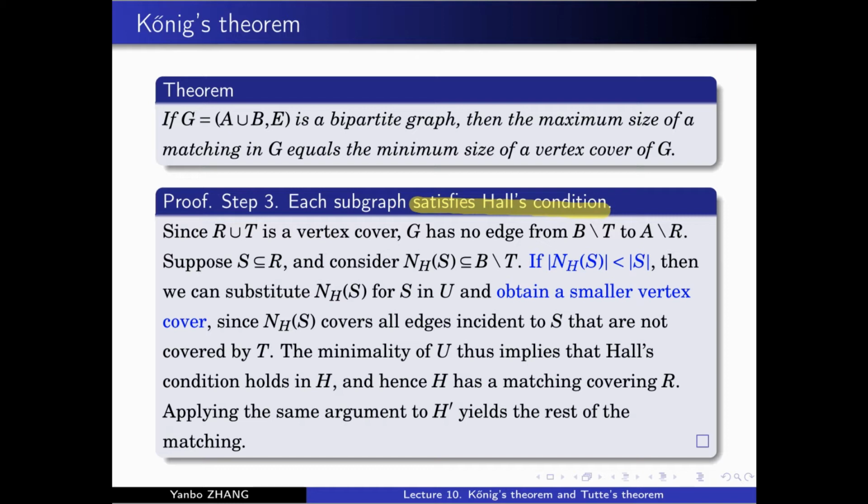If not, suppose that the size of N_H(S) is less than the size of S. Then we can substitute N_H(S) for S and obtain a smaller vertex cover, since N_H(S) covers all edges incident to S that are not covered by T.